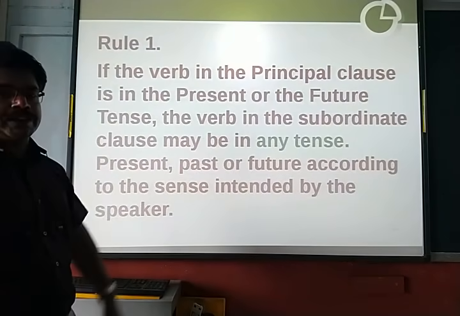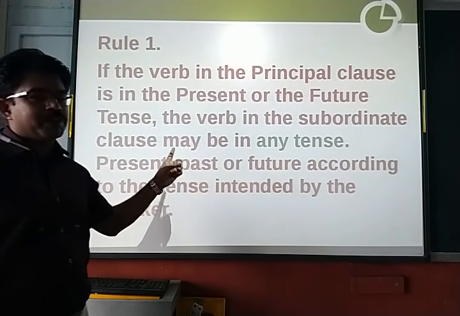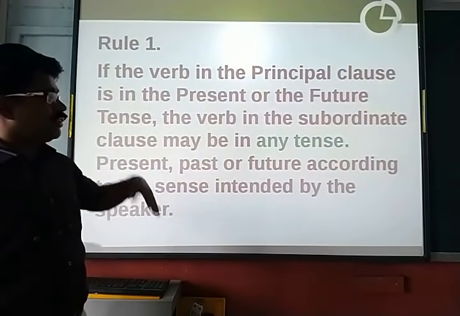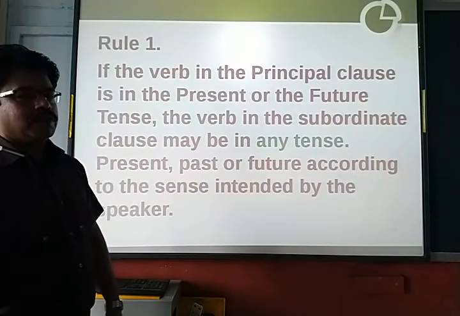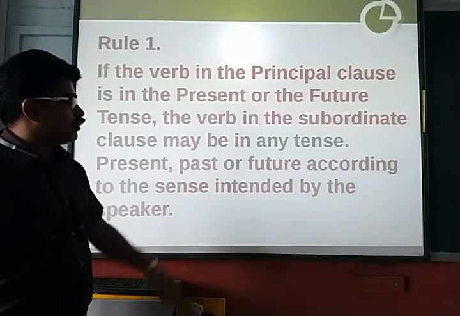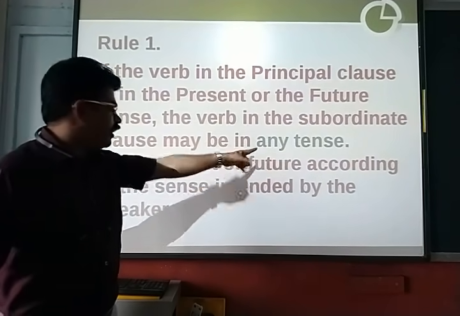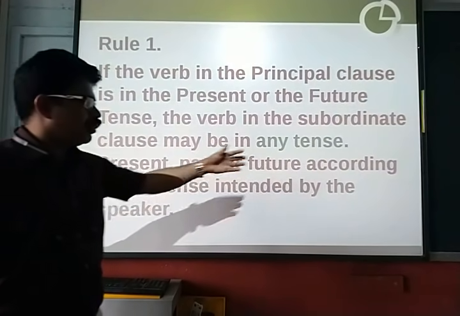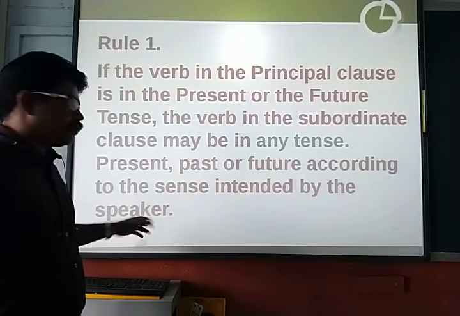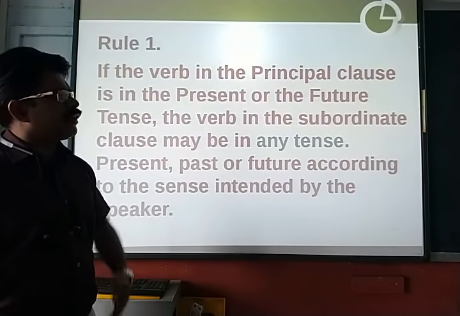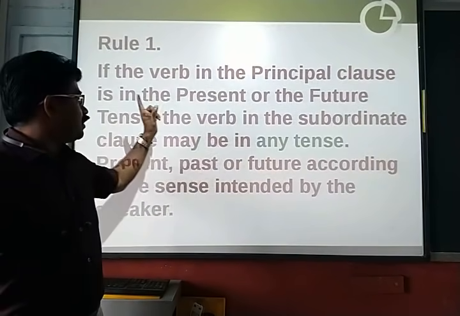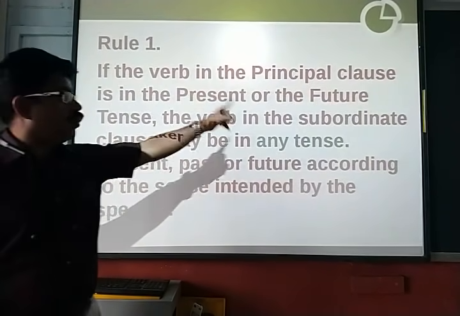in any tense. That was the first example given, with the present tense. The principal clause was in the present tense and we followed with just the past tense there: I went to UK, or rather, he went to UK. So any tense could follow. Any tense, present, past or future, according to the sense intended by the speaker. So it can be anything. Any tense can be followed by any tense, if the principal clause is present or future.